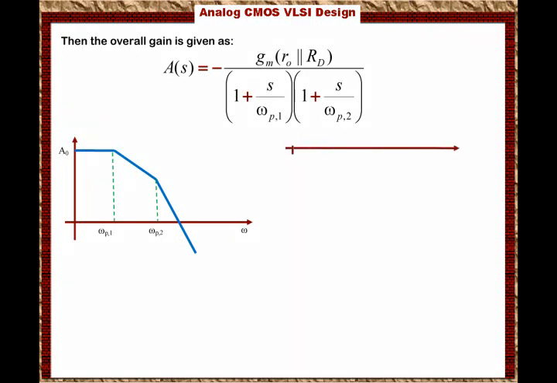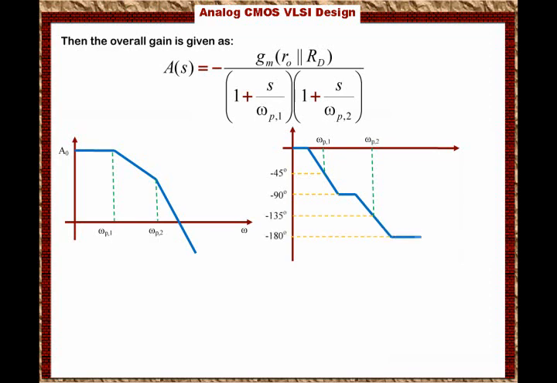Now the phase of the gain starts with 0 degrees and then will drop by 90 degrees a decade after the first pole, and will drop by another 90 degrees a decade after the second pole. So the maximum phase shift for this amplifier is minus 180 degrees at very high frequency.